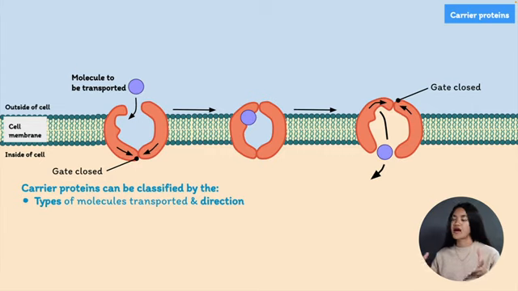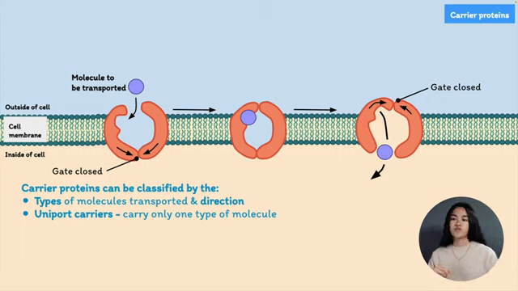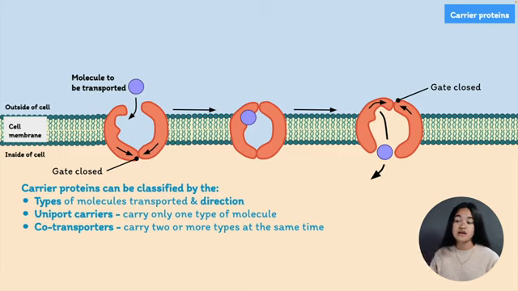There are also several types of carrier proteins, including uniport transporters that can only transport a single molecule, and co-transporters that can carry multiple types of molecules simultaneously, or at the same time, such as sodium glucose co-transporters or sodium potassium co-transporters. Okay, if the co-transporters move the molecules in the same direction across the membrane, they are referred to as symport carriers. However, if the transport protein moves molecules in different directions, they are known as antiport carriers.